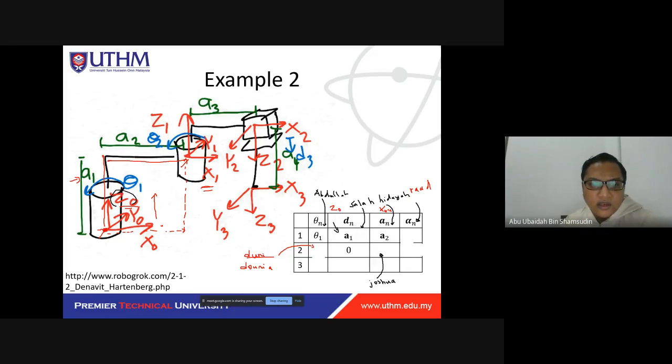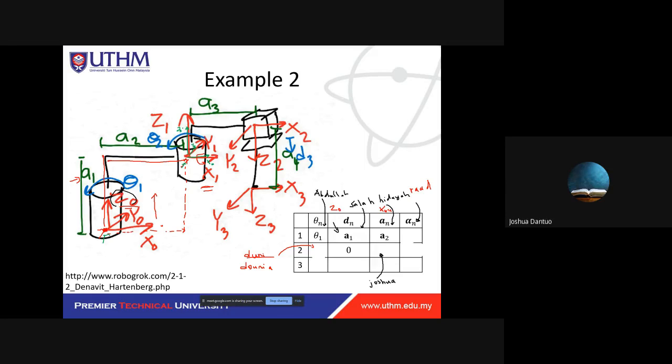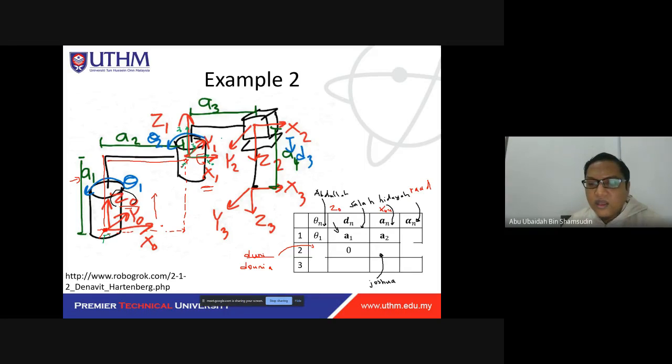Finally, we need to rotate at the X1 axis. At the same time, we need to bring this one to here. So this one is Z0. This one is X0 and Y0, because both Z1 and Z0 are at the same place. So for this alpha, there is no rotation on the X1 axis, so it is 0. So everyone is correct.